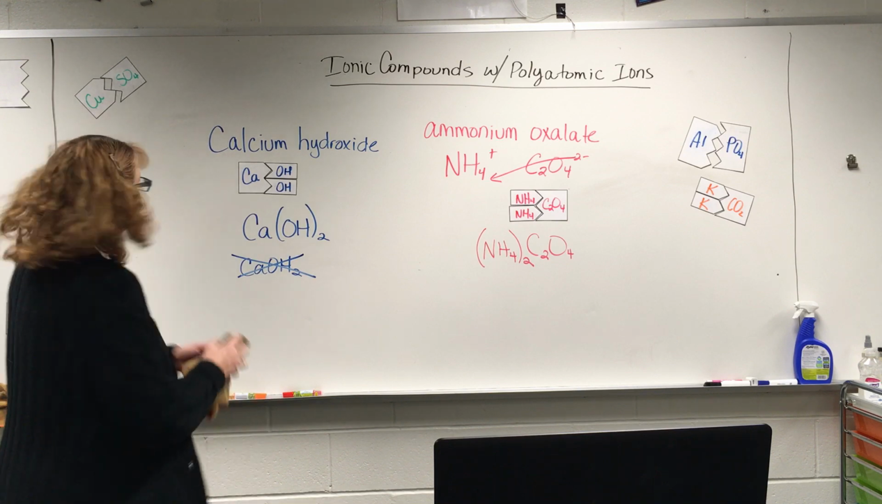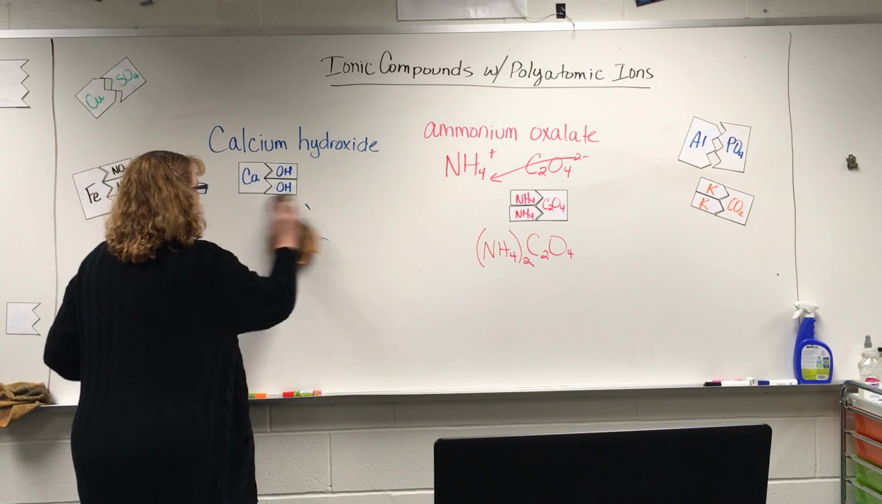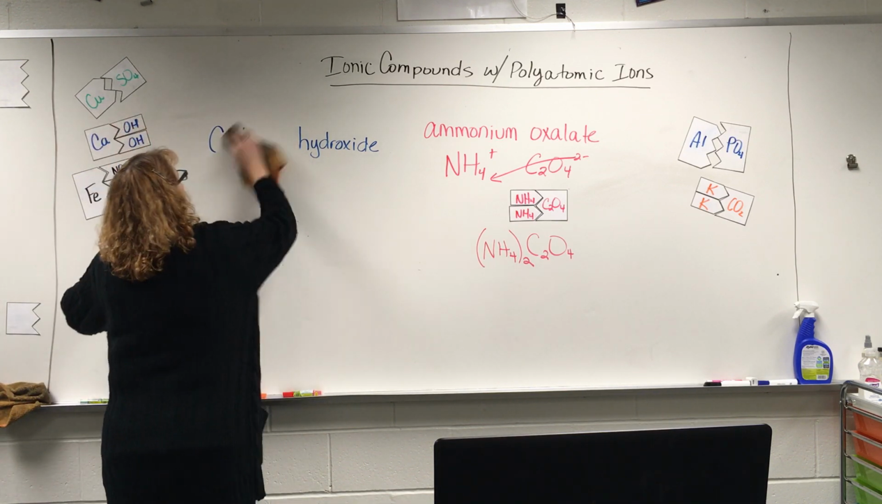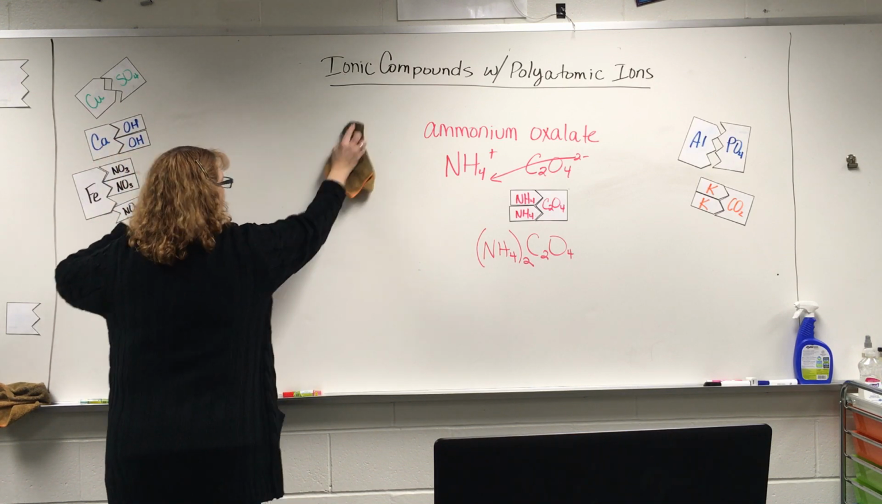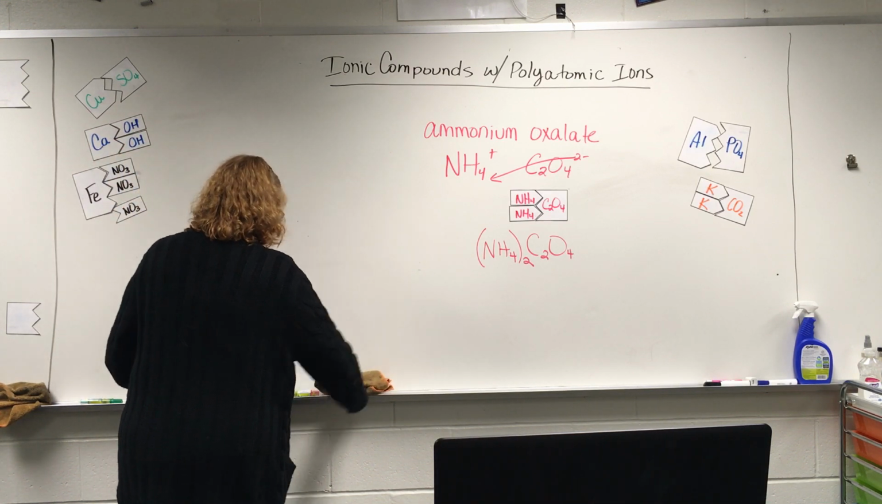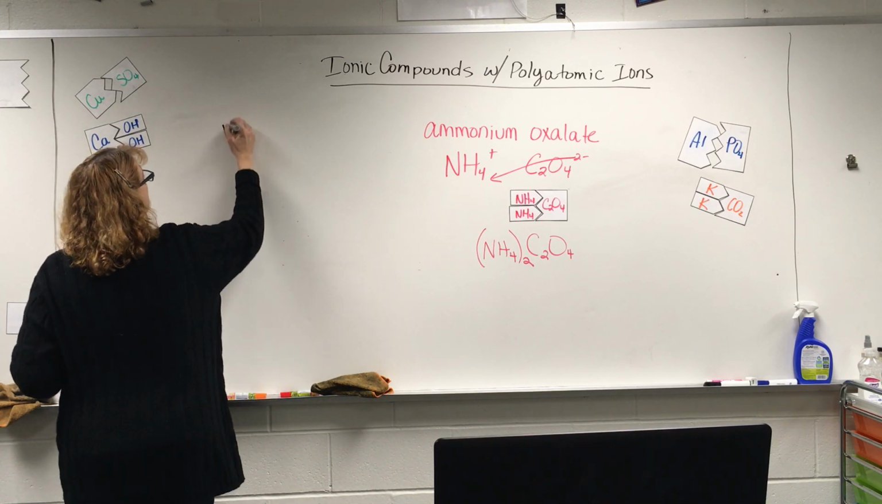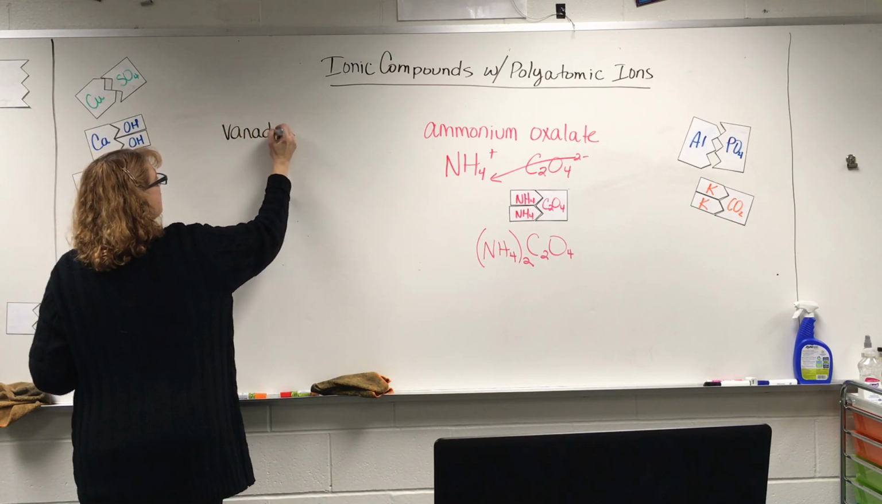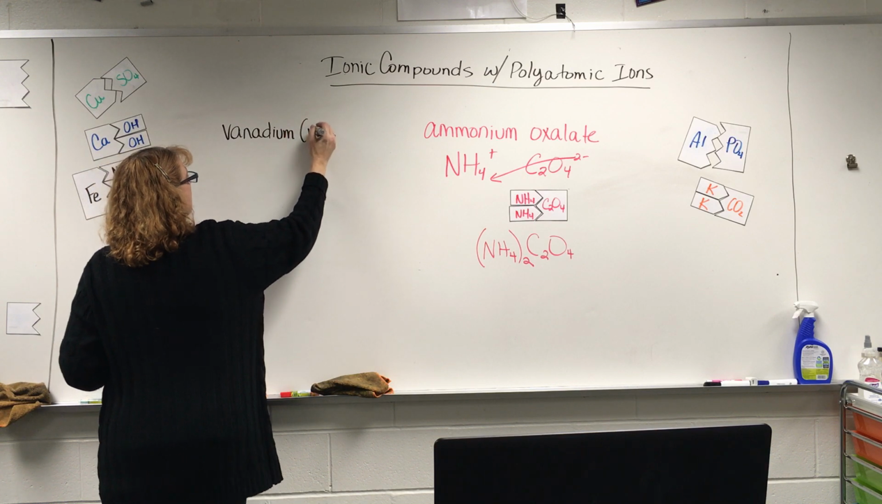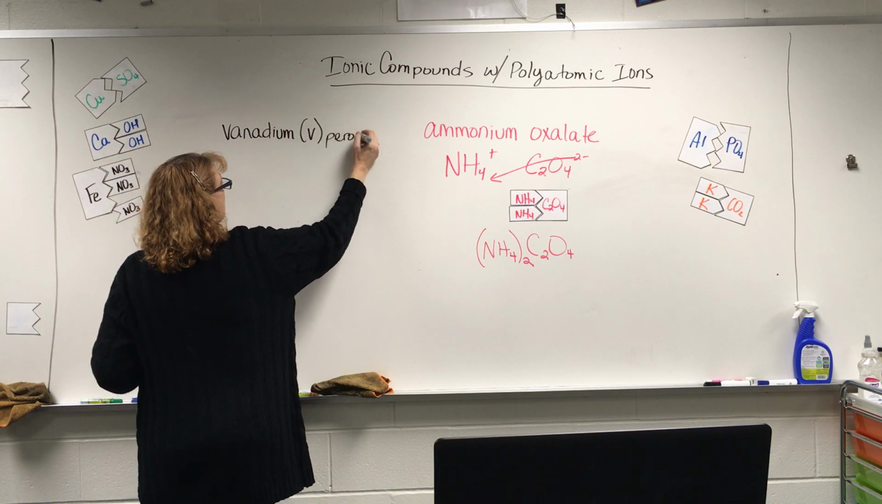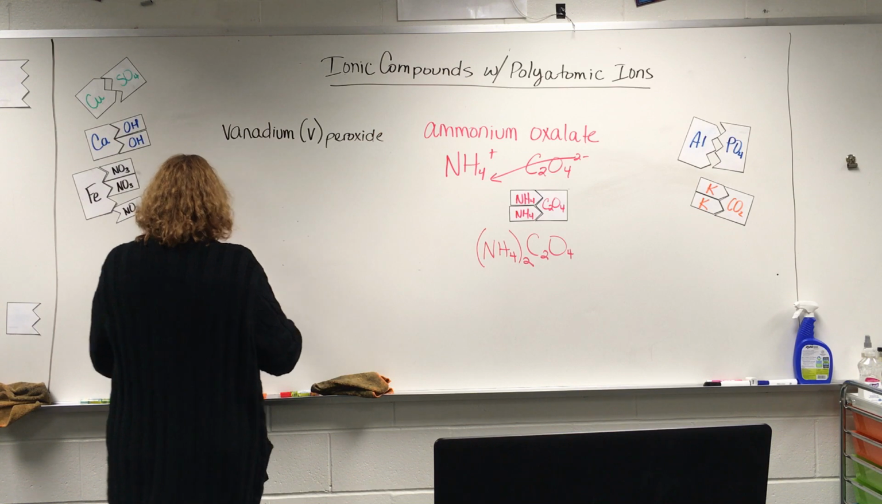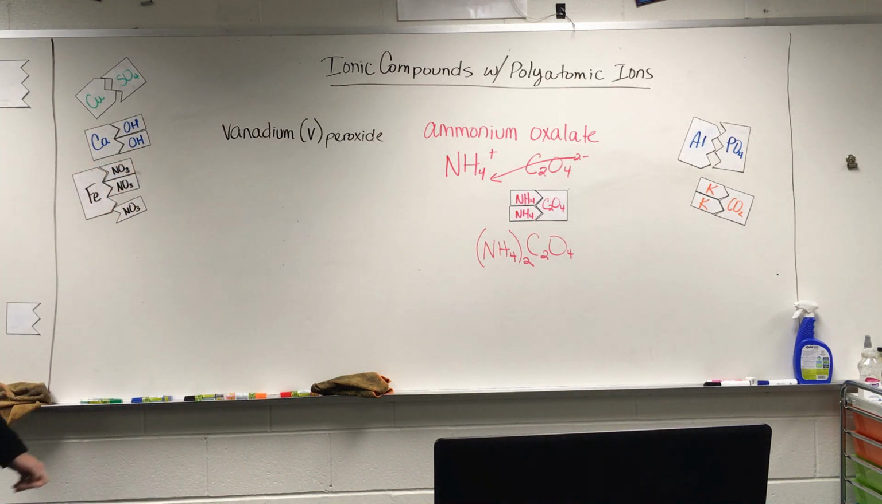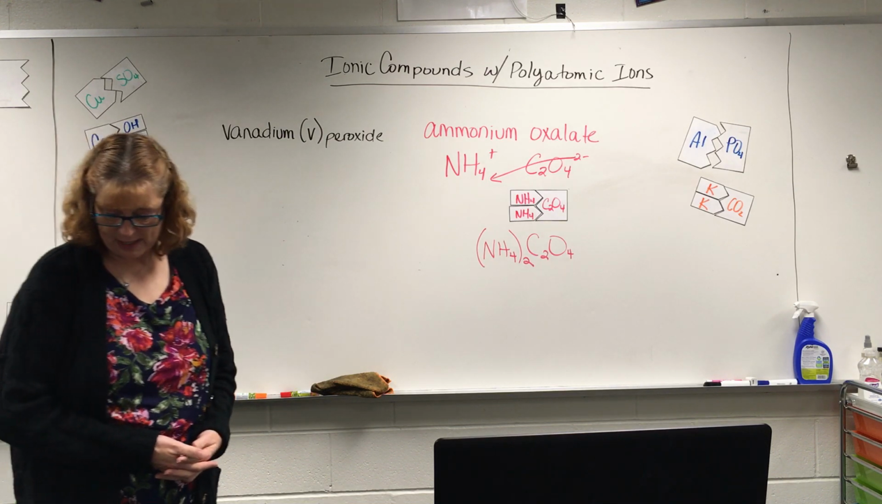Let's do vanadium peroxide. Now this one I don't have a manipulative I can use. So, vanadium 5 peroxide. Actually, we'll do 2 more. We'll do this one and another one. I want somebody to give me the formula for vanadium 5 peroxide.